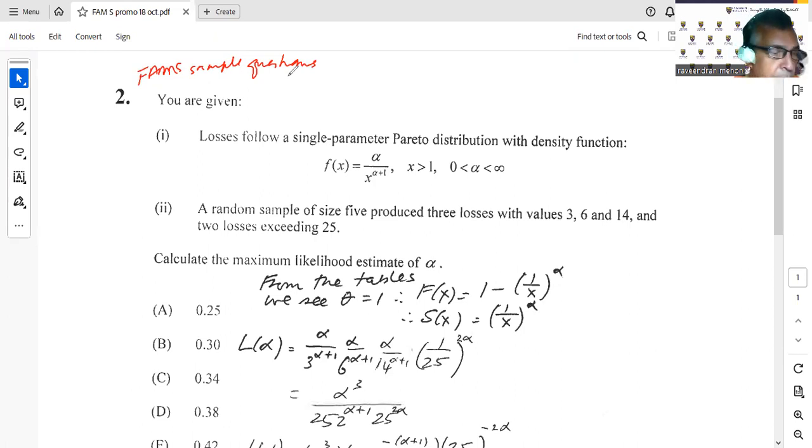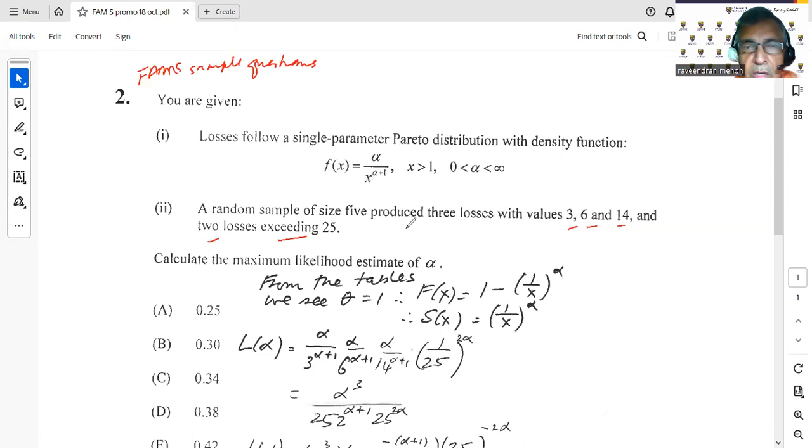Let's read the question. You are given losses follow a single parameter Pareto distribution with density function alpha over x to the power of alpha plus 1, x bigger than 1, and we are told a random sample of size 5 produced 3 losses. The values of the losses are 3, 6, and 14, and 2 losses exceeding 25. And you're asked to calculate the maximum likelihood estimate of alpha.